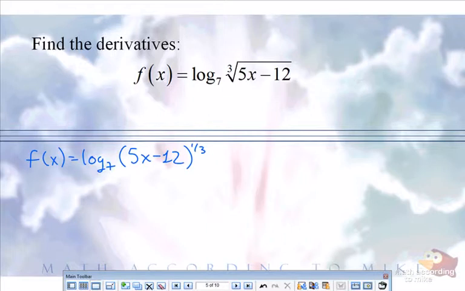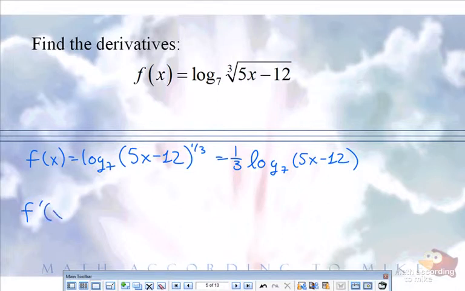1/3 log base 7 of 5x minus 12. So we just eliminated one of the composition of functions. So now we only have to do the chain rule once, which is a lot nicer. So since that's a constant times a function, what happens to that 1/3? Stays. Yes. Yeah, there you go. So the derivative, the 1/3 sticks right there.